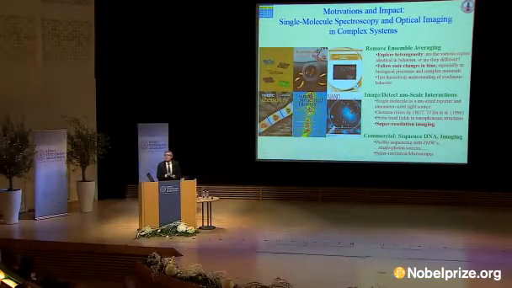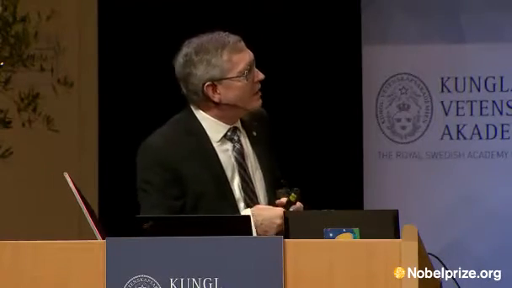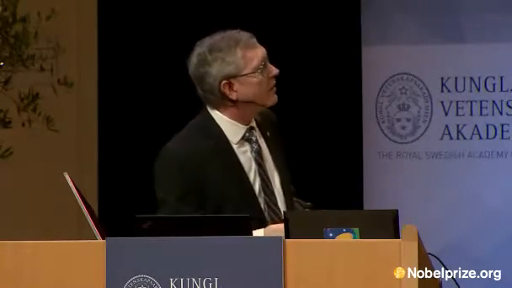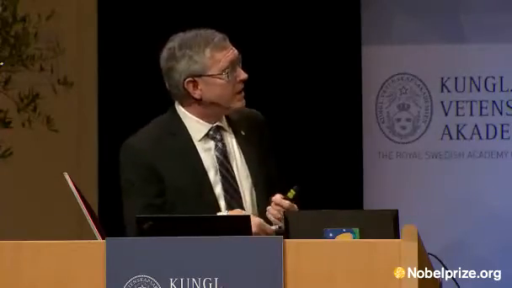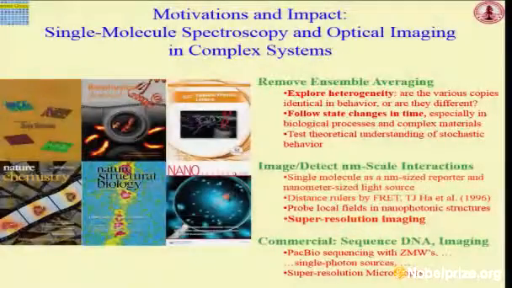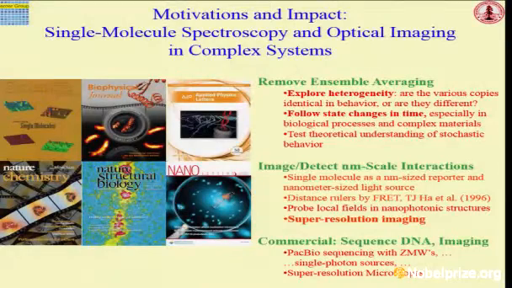Well, they're examples of why we were so excited about seeing single molecules in those days. We're in a complex system, and that's why removing the ensemble average is very important. You can then explore heterogeneity, see how the different molecules behave differently from one another. You can follow state changes in time and test theoretical effects. The molecule is a nanometer-sized object, so it senses nanometer-scale interactions, and it led to super-resolution imaging, as I'll describe in a moment. There's also commercial applications.